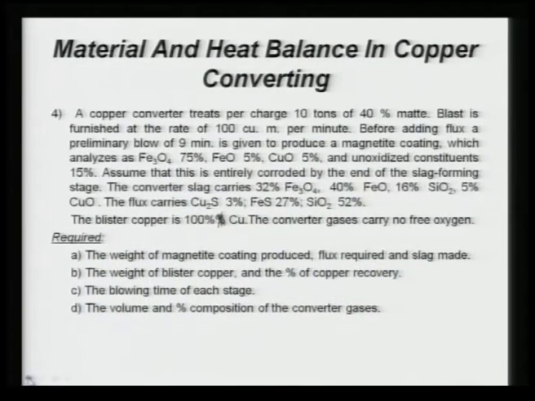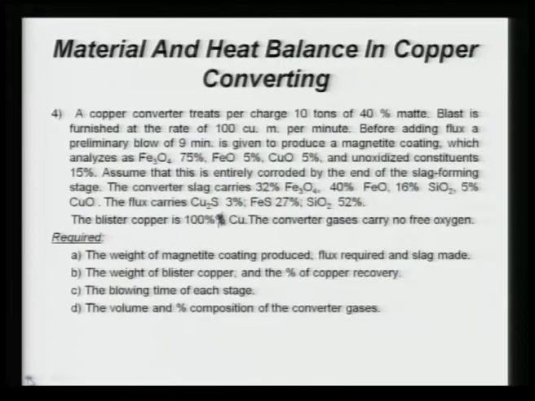What I thought is that let me read all the problems, and I will take the solutions one by one. So, here is problem number 4. A copper converter treats per charge 10 tons of 40% matte, that is, the copper grade is 40%, and the blast rate is given. Before adding flux, a preliminary blow of 9 minutes is given to produce a magnetite coating. Now, this problem is a little different for the converter operation. Here the problem says a magnetite coating is imparted, and the composition of the magnetite coating is given. Assume that this is entirely corroded by the end of the slag forming stage.